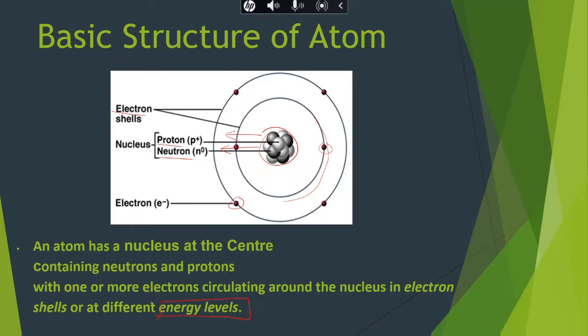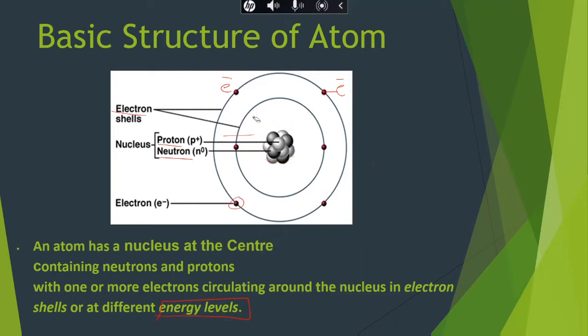So, how can we explain this whole diagram? An atom has a nucleus at the center containing protons and neutrons, with one or more electrons circulating around the nucleus in electron shells or at different energy levels.